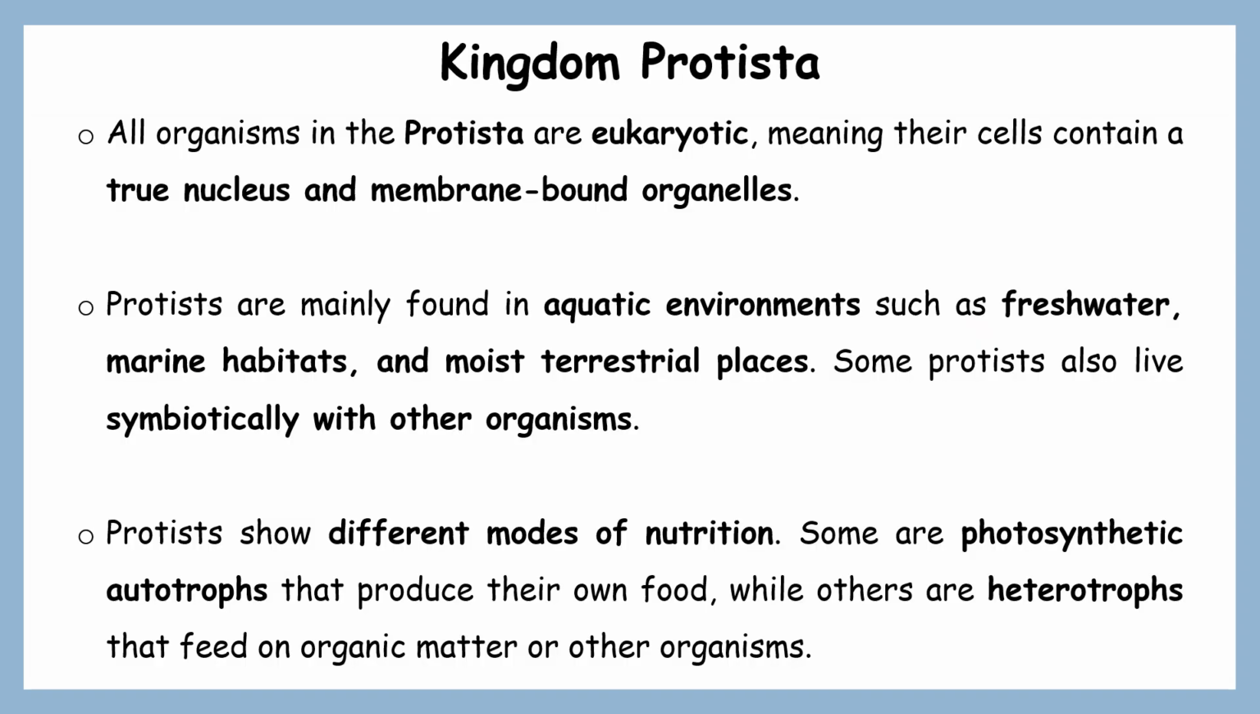Coming to the second kingdom, that is kingdom Protista. All organisms in the Protista are eukaryotic, meaning their cells contain a true nucleus and membrane-bound organelles. Protists are mainly found in aquatic environments such as freshwater, marine water, and moist terrestrial places. Some protists also live symbiotically with other organisms.